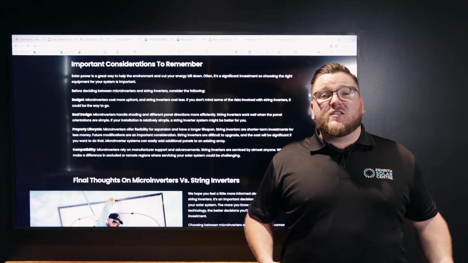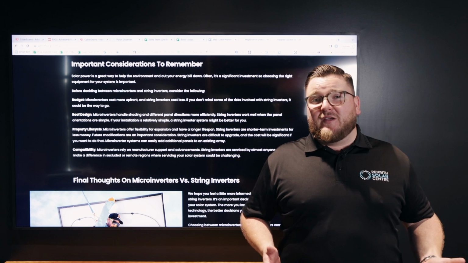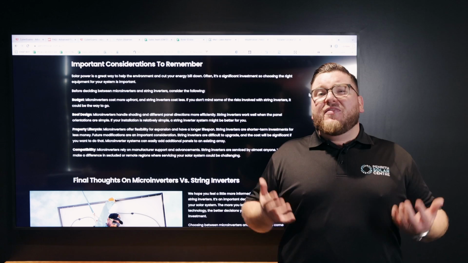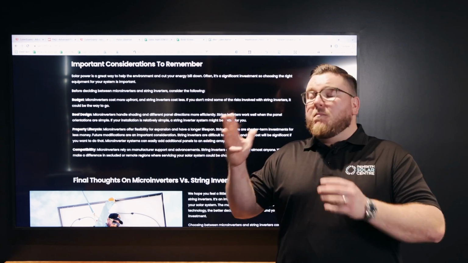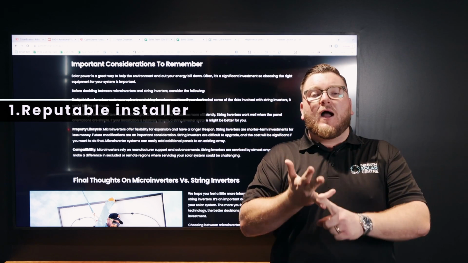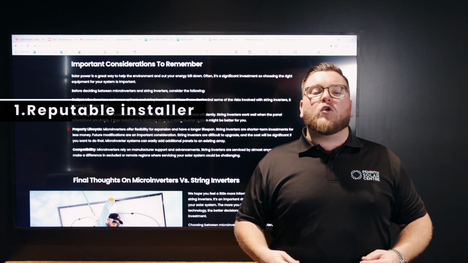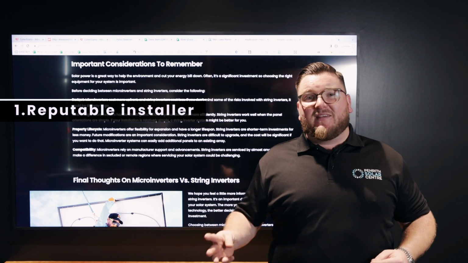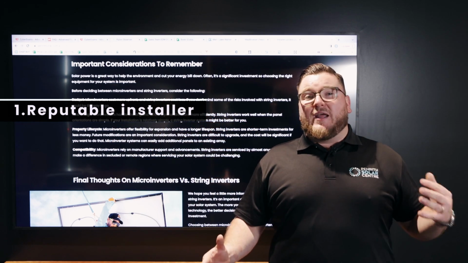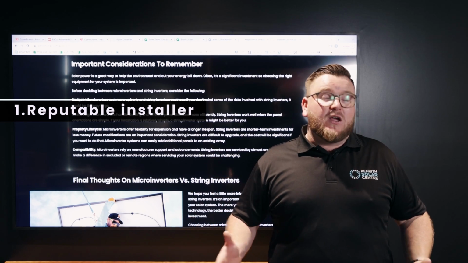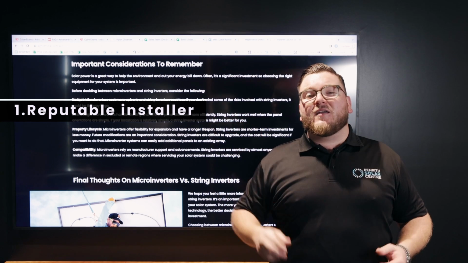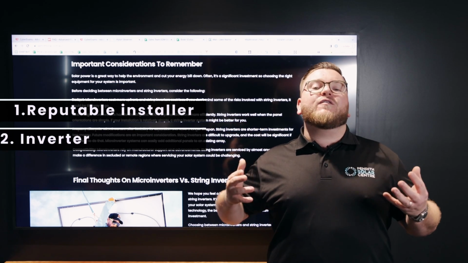Important considerations to remember when you're choosing an Enphase microinverter system or a string inverter system. And these are, of course, the following. The most important thing when buying solar is choosing a great, reliable, reputable local installer who's going to be here to stand the test of time and be able to grow your system with you in the future when you might need batteries, electric vehicle charging, or even a solar system service. The second most important thing to consider is, of course, your inverter.